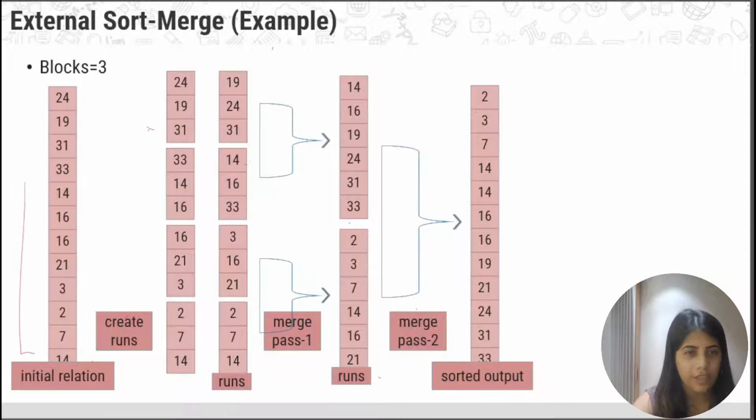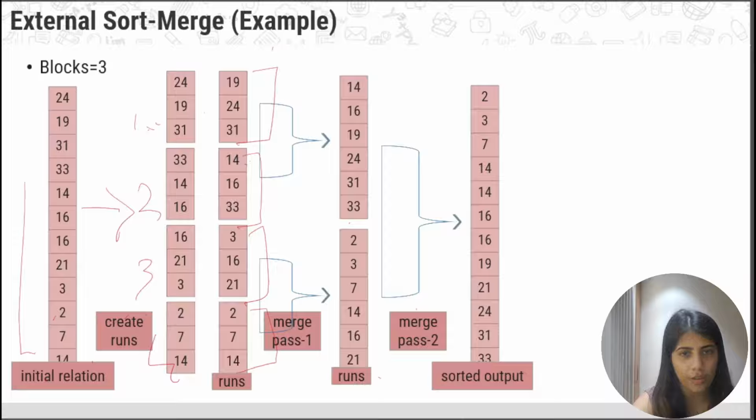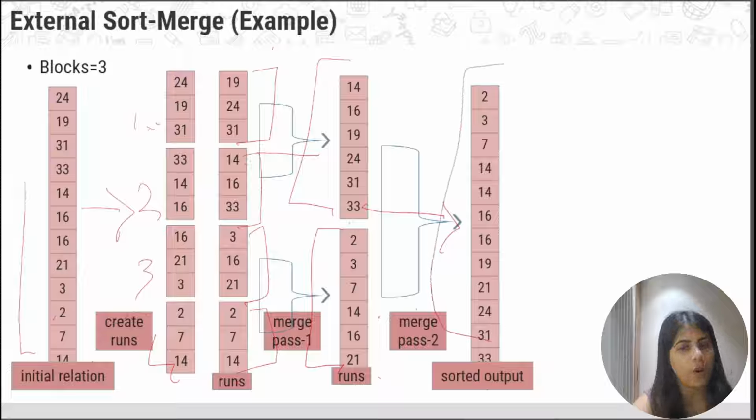I have an initial relation which is unsorted. First, we will divide it into 4 equal parts. Each part I will then sort here. Each part is sorted in ascending order. Then we will merge them together and sort it again. Now I have 2 parts. I will merge them again into 1 part and sort it again in ascending order. And finally, this is my sorted output.